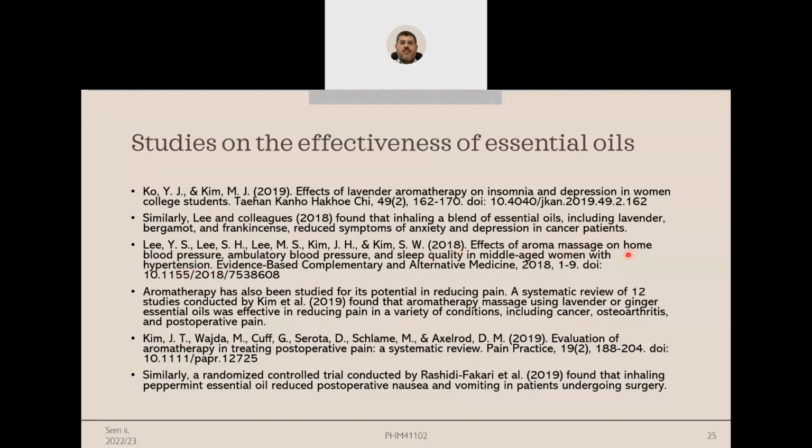Aroma massage and its effect on blood pressure, ambulatory blood pressure. Home blood pressure means blood pressure measured at home. Ambulatory blood pressure is measured in hospital. And sleep quality in middle-aged women with hypertension have been studied.